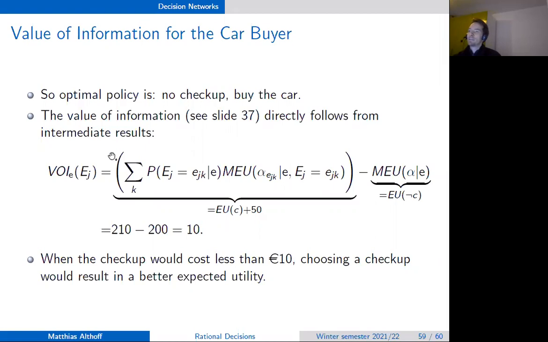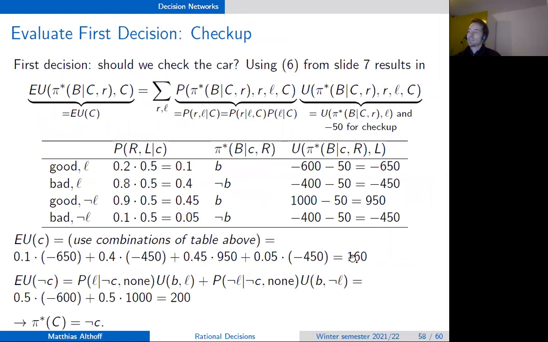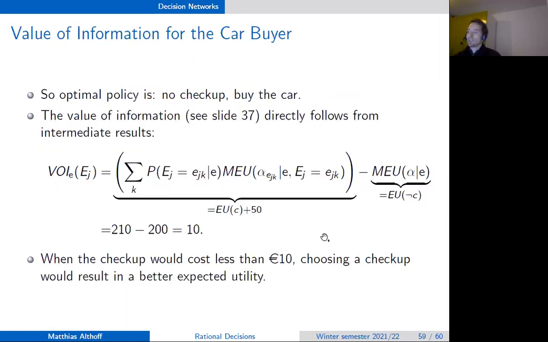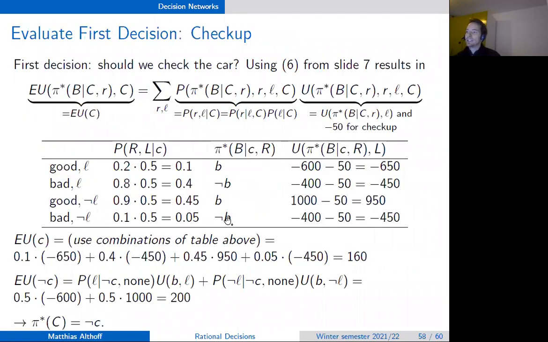And if you remember, the value of information was defined as the expected utility given the information, so whether it's a good or bad car according to the expert, at no cost. So we don't pay the expert at all. So instead of using this complicated formula, what we can do is we can just say, okay, we take the expected utility of the checkup, which we computed here, and we just add 50 euros because that was removed here because of the cost of the checkup.